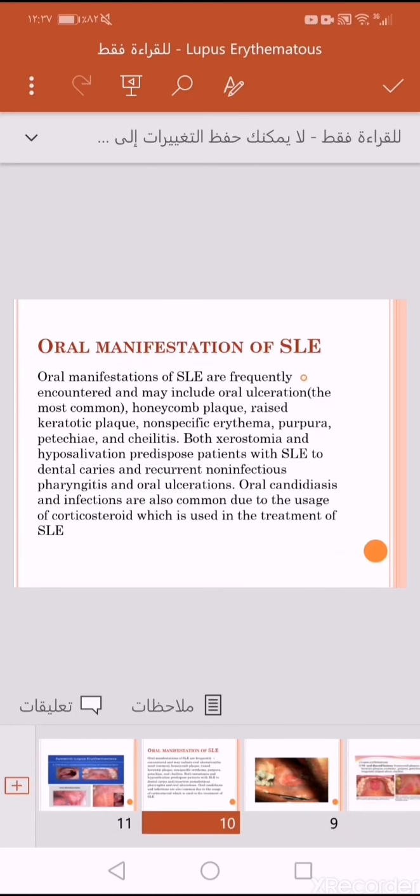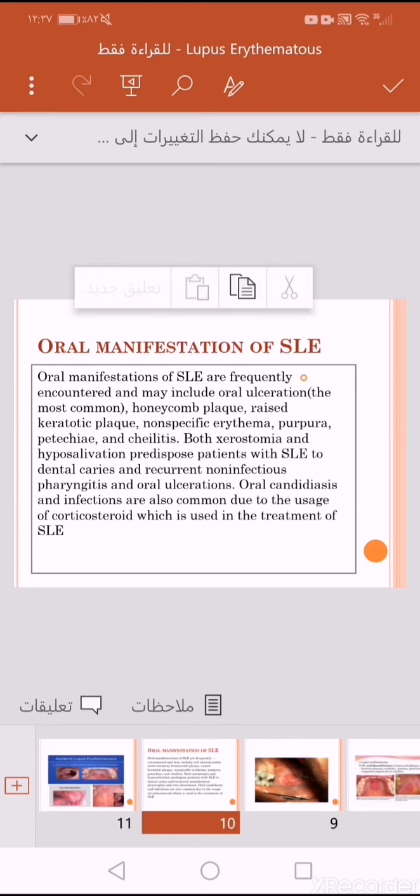Oral manifestations of systemic lupus erythematosus are frequently encountered and may include oral ulceration. The most common are honeycomb plaque, raised keratotic plaque, non-specific erythema, purpura and petechiae, and cheilitis. The SLE manifestation is almost identical to that of DLE.